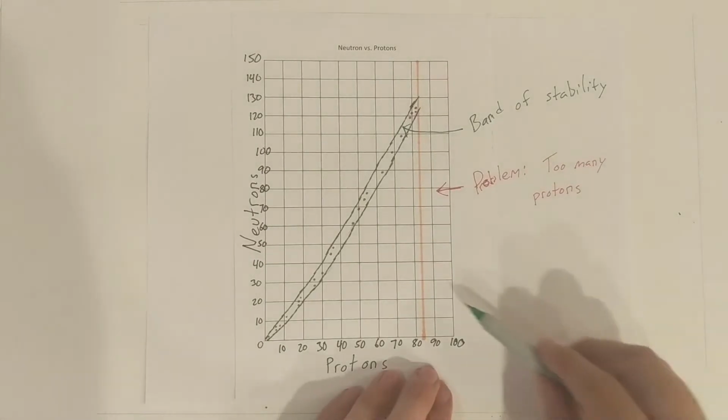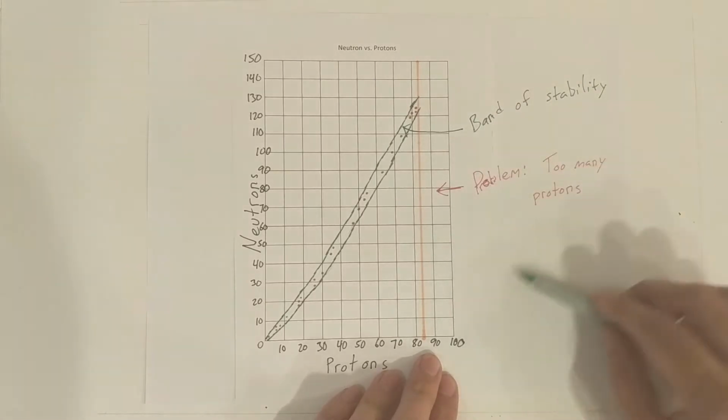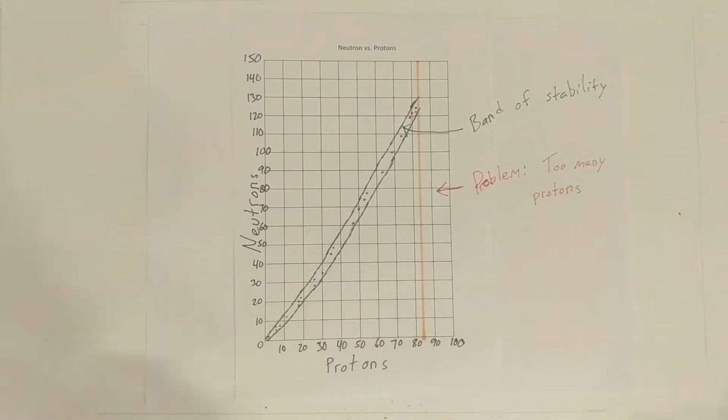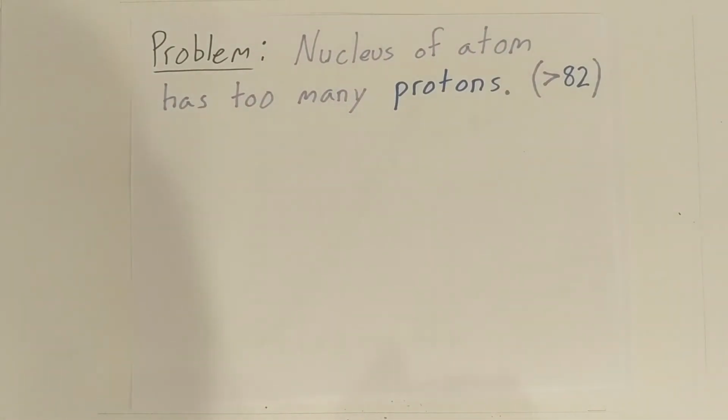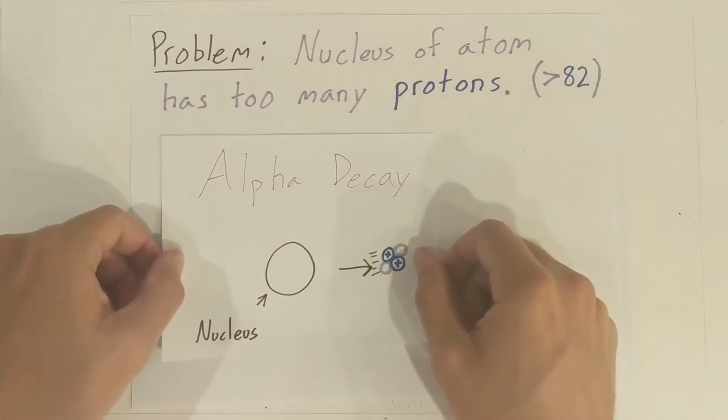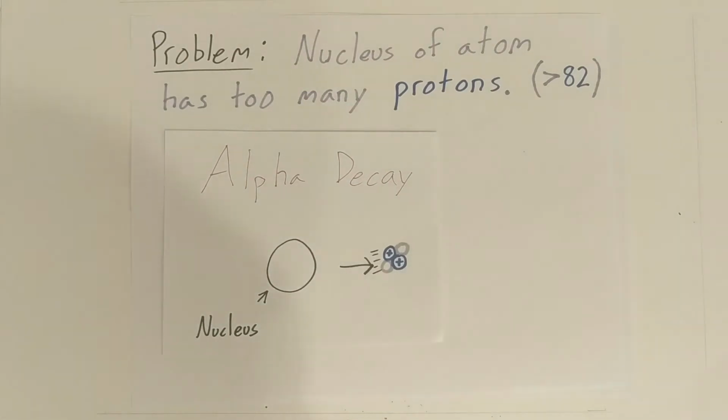So when we have an atom with more than 82 protons, we have a problem. So if our problem is our nucleus of the atom has too many protons, greater than 82, it will want to go through radioactive decay to become stable. So the type of radioactive decay that this will go through is called alpha decay.